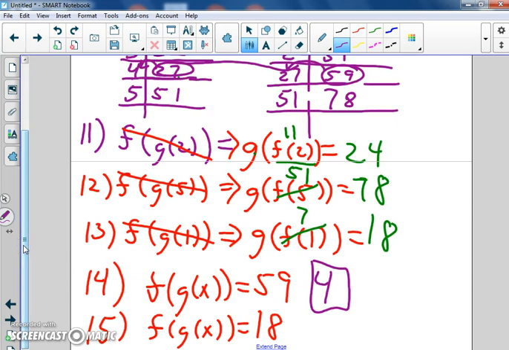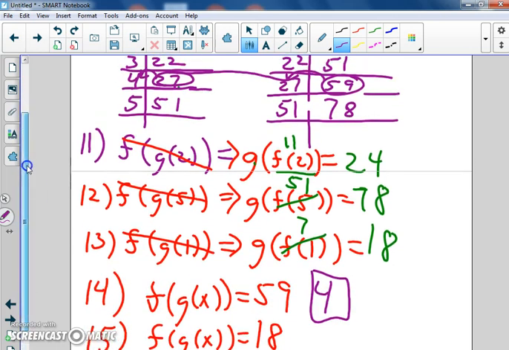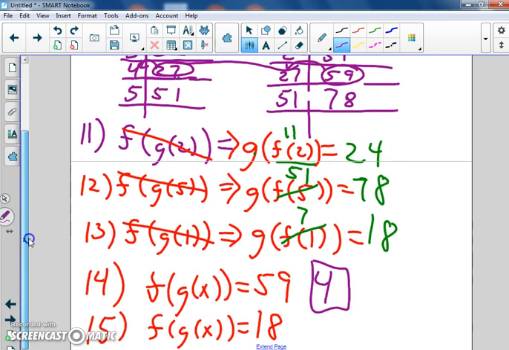All right, let's look at the next question. Okay, f of g of x equals 18. Okay, so look at g of x. G of x is 18. That means the x is 7. Now go to the 7, right? Go to the 7, and the x would become a 1, right? So the answer will be 1.